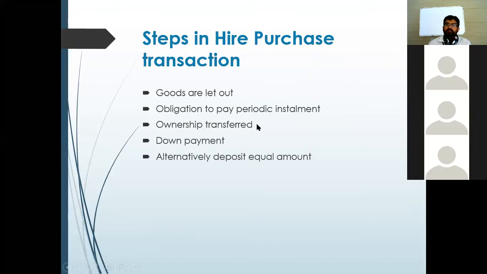Then after the payment of all the installments, including your down payment that you make earlier, and then you make all the hire installments. Once all the hire installments are over, there is a possibility of transfer of ownership from the hire vendor to the hire purchaser. Then down payment is the initial payment that you have to do.